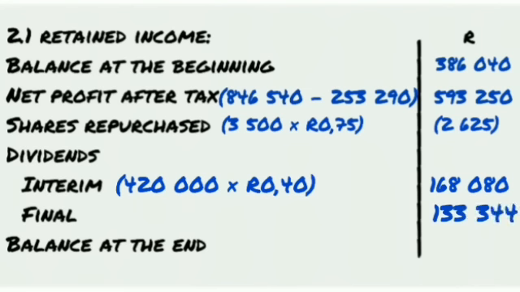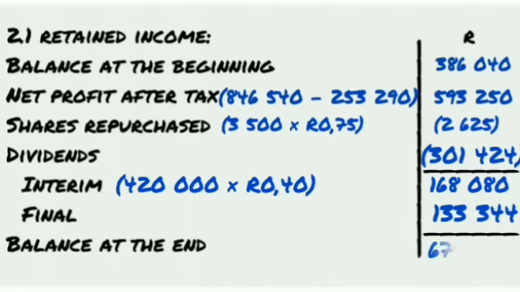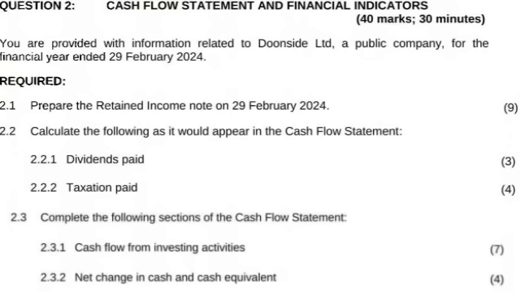So the final dividend is the same thing as shareholders for dividends. You take that amount as is, put it in your final dividend, and when you add interim and final together, they give you your dividends total. It is in bracket, because dividends are paid to shareholders, so it is 301,424 in bracket because it's money going out. Then you take your balance at the beginning plus net profit after tax plus shares repurchased minus your dividends, and it gives you 675,241 as the balance at the end of the year, and that's your retained income note complete.